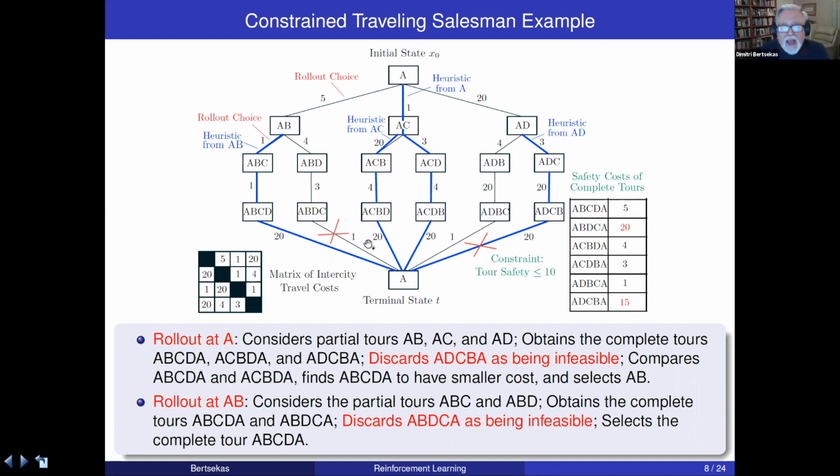If we did not have this constraint, and we did not have the violation from these two tours, the rollout would choose this trajectory, which would be the optimal unconstrained trajectory. However, because of the constraint, this was recognized at this point here, and we went the other way.